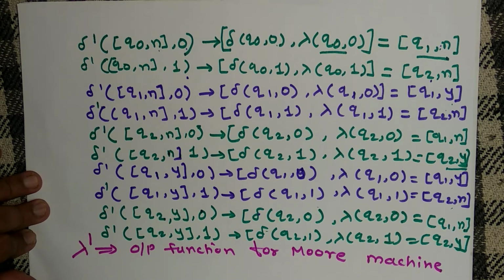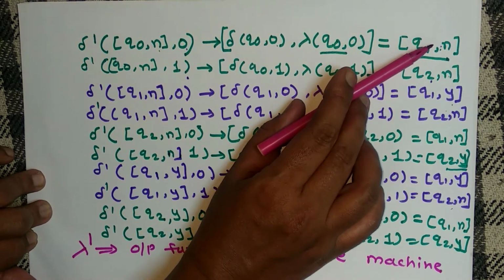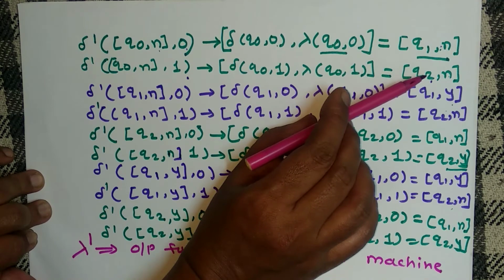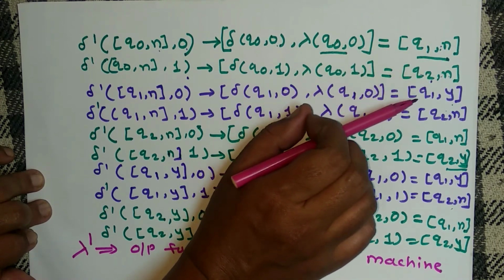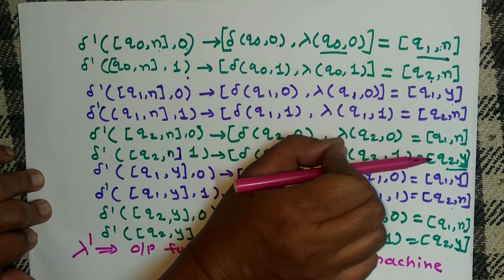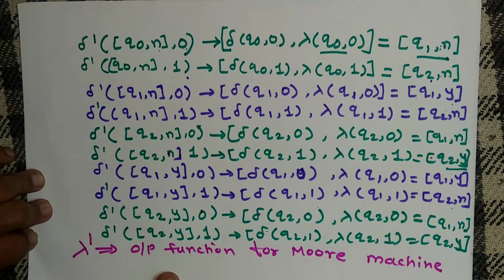Okay, so how to write it? You have to take the states only once: Q0n, Q2n, Q1n, sorry, Q2n, then Q1y and Q2y. And which one is the starting state? Q0n is the starting state.